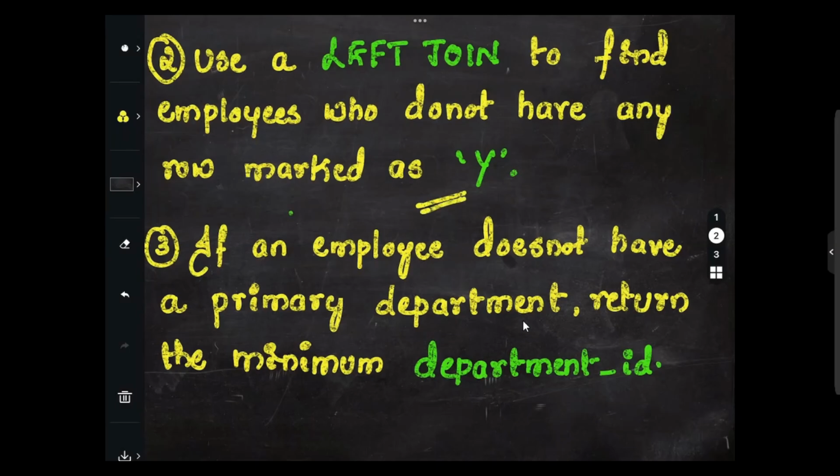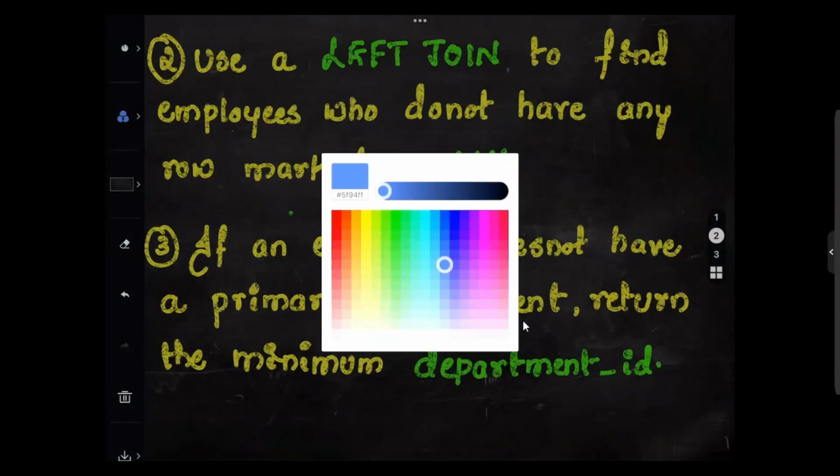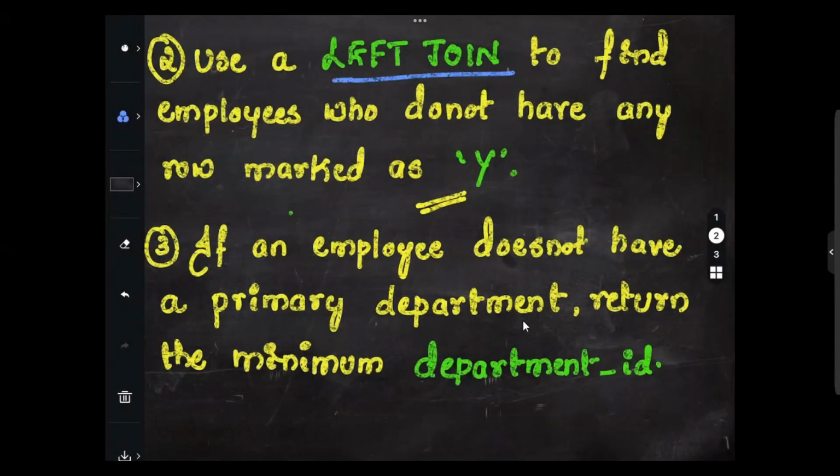Next, let's come to the second step. We will be making use of the left join. You would have already guessed this one, right? Why? Because we need to find the employees who do not have the row marked as y. That is the reason we'll be making use of the left join. This is simple and easy to understand.